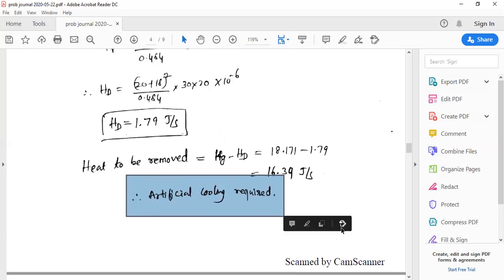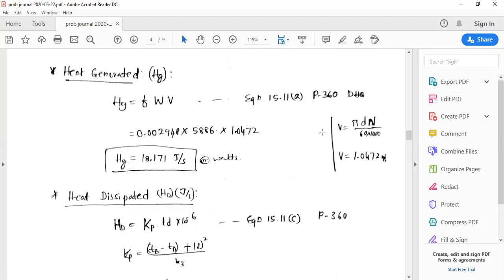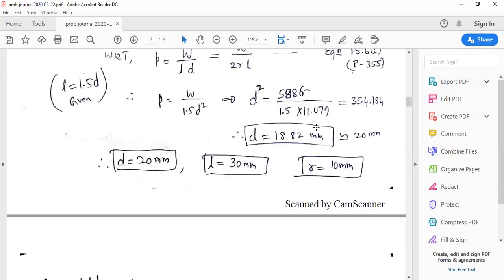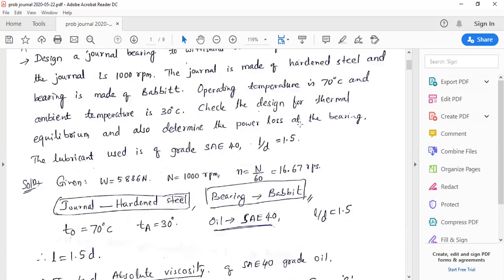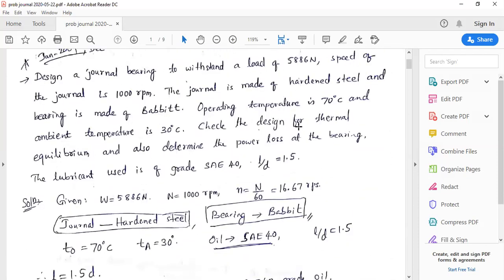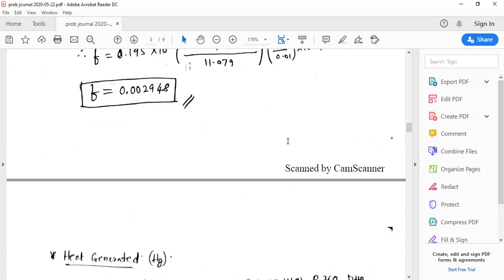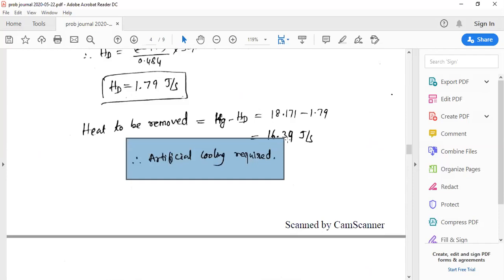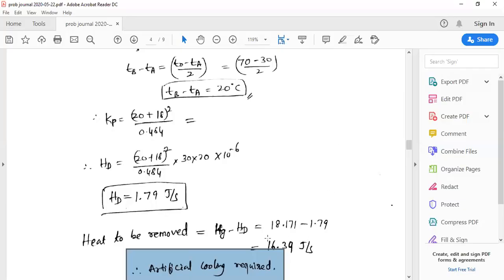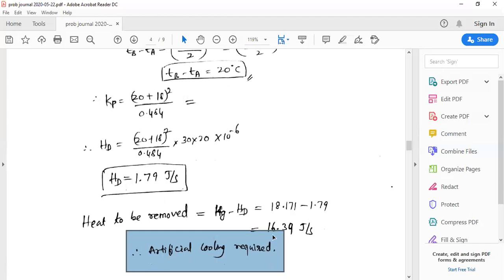So this is related to the thermal equilibrium case or thermal stability. As per the given statement, these are the steps that we have to follow: check the design for thermal equilibrium. And power loss is nothing but, as per the same, Hg, heat generated itself. So this is the amount of heat that is to be removed, so that artificial cooling is required. So this is about another kind of problem.